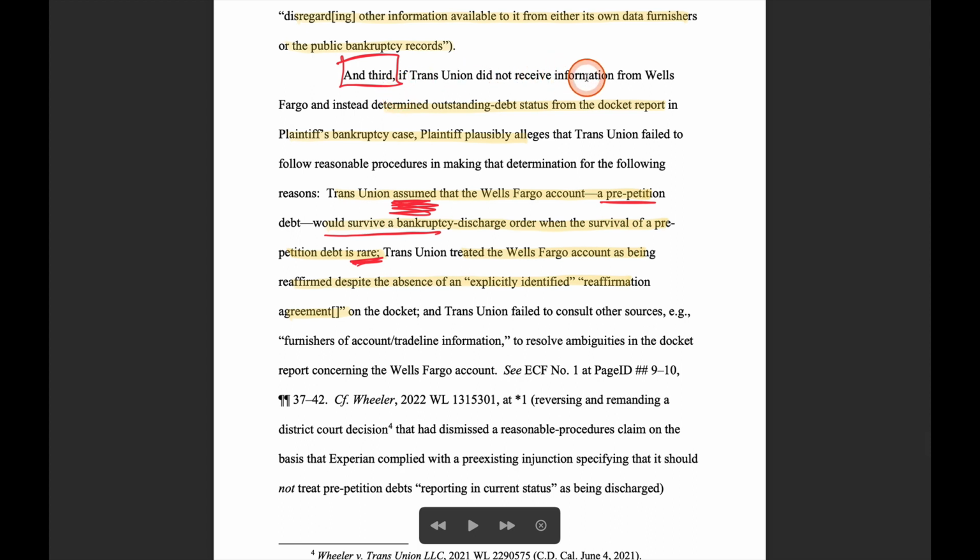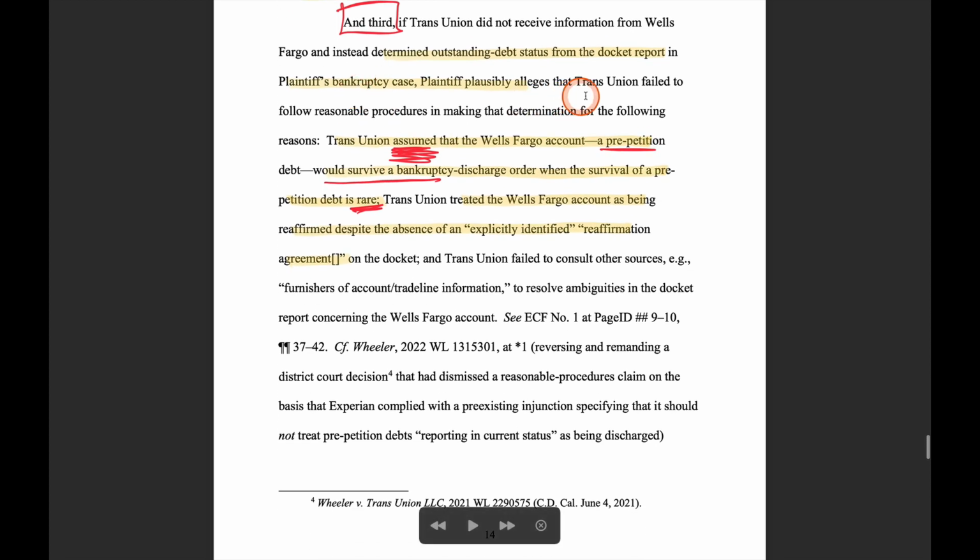If TransUnion did not receive the information from Wells Fargo, but instead determined outstanding debt status from the docket of the bankruptcy case, and again, the docket's just kind of like, think of a physical sheet that lists everything and it's got all the pages behind it. Plaintiff plausibly alleges TransUnion failed to follow reasonable procedures, so TransUnion assumed the Wells Fargo account was pre-petition. That means the account was open, was created before the bankruptcy was filed.